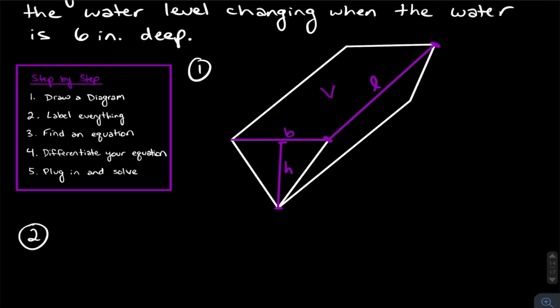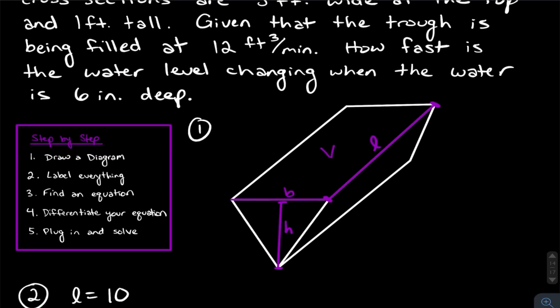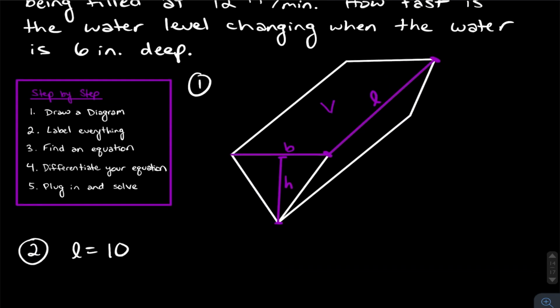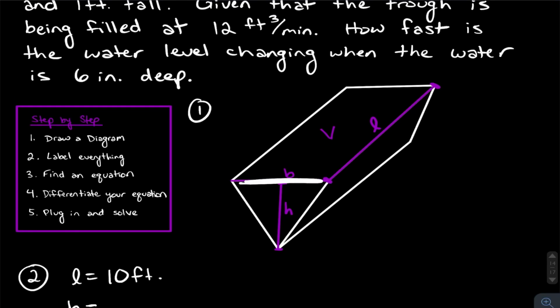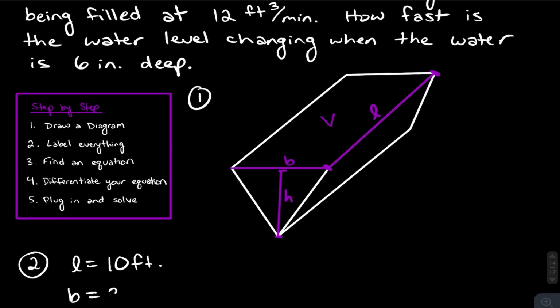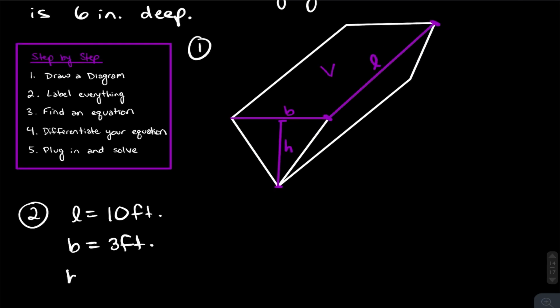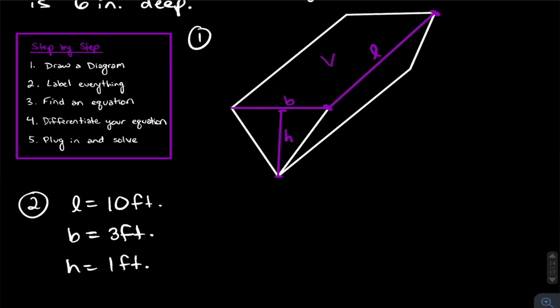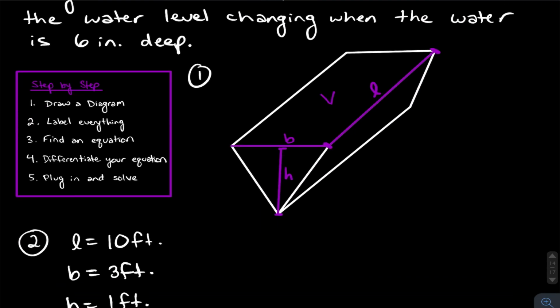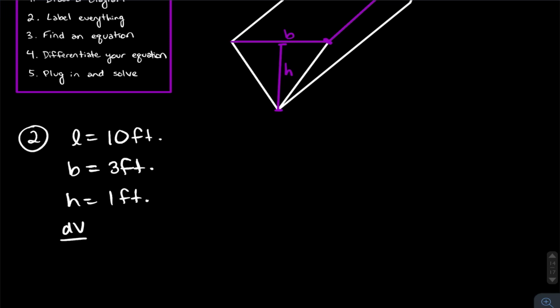Okay, so let's write that all down. We have that our length, how long this trough is, it's 10 feet. We have that the base of the trough, the width here, is 3 feet. We have that the height is 1 foot. And we have that our volume is changing, which, since the volume is changing, that's dV/dt. Gives us the rate for that. That's 12 feet cubed per minute.